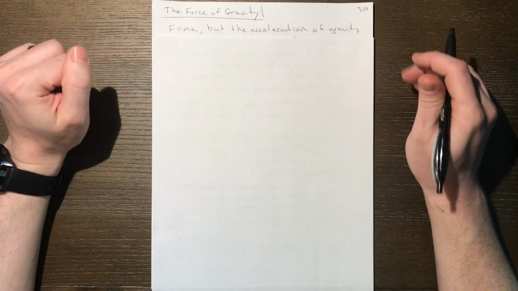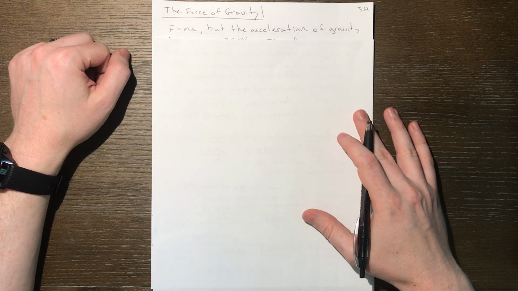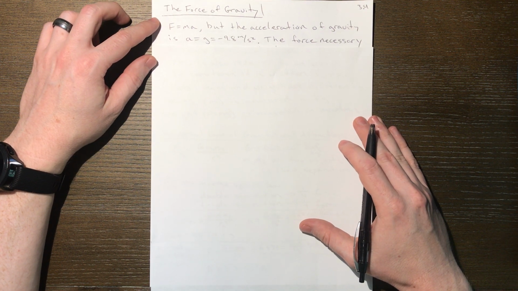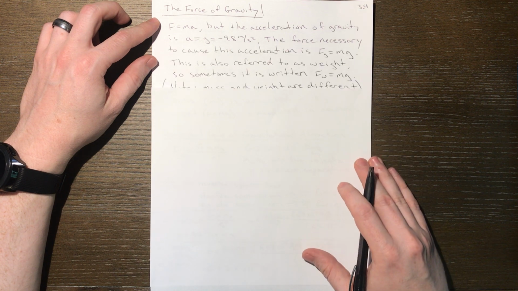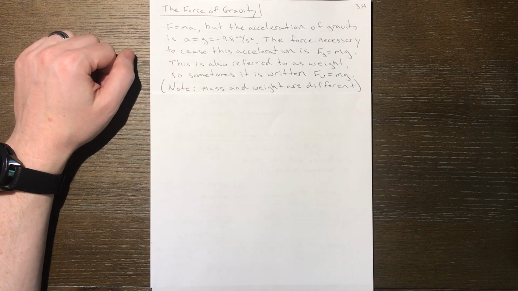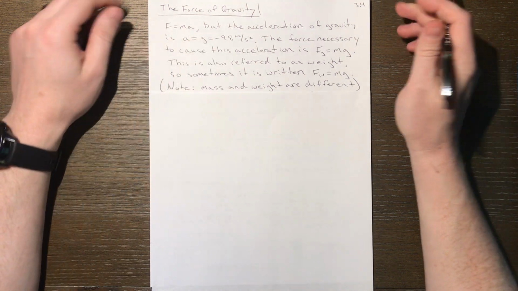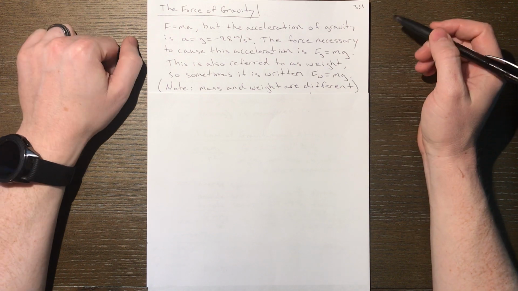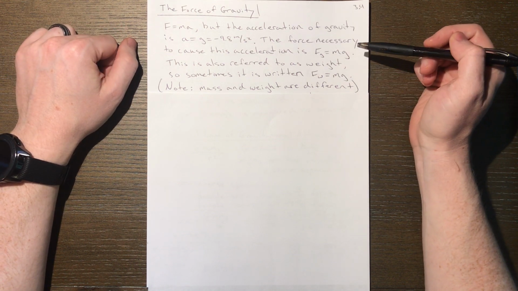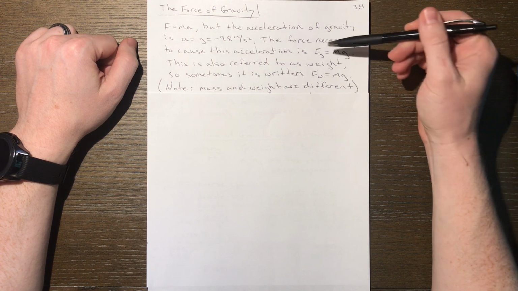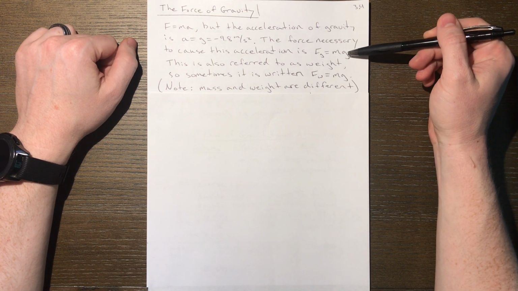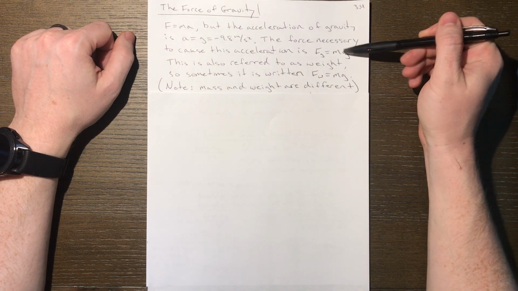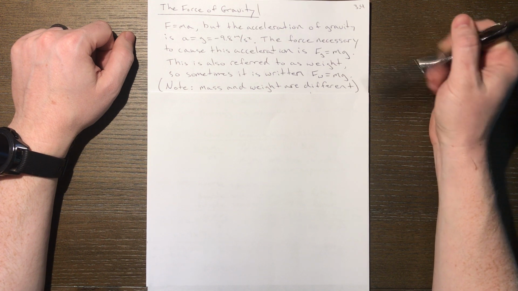So we've seen that F equals ma, but we learned last chapter that the acceleration of gravity is a equals g equals negative 9.8 meters per second squared. Now, that is the acceleration of gravity. That is the rate at which it causes things to accelerate. But the force necessary to cause the acceleration must then be F equals mg. We know that the acceleration a must be g, so we can go ahead and put that in there. This is the force to cause this acceleration.